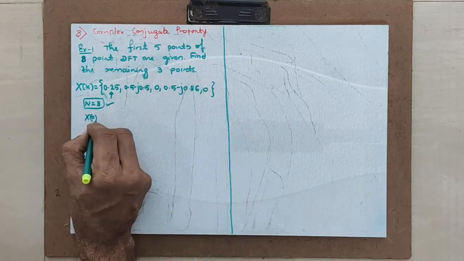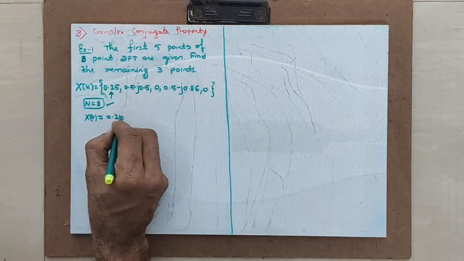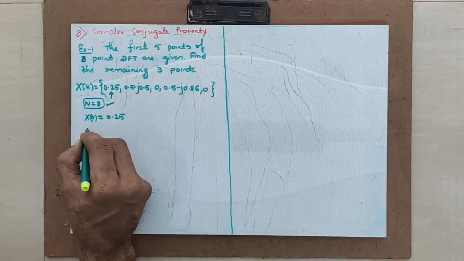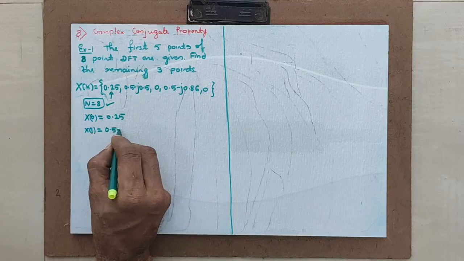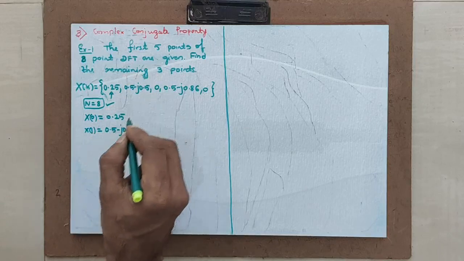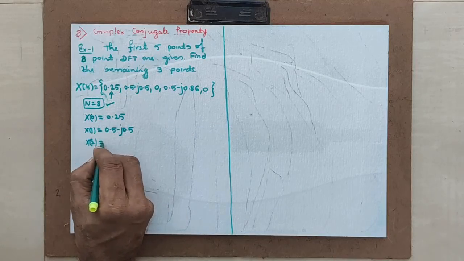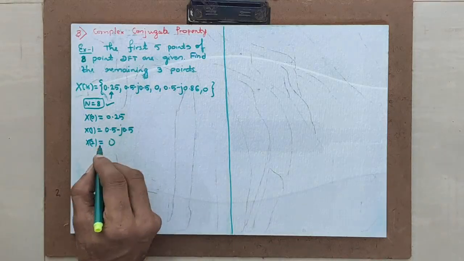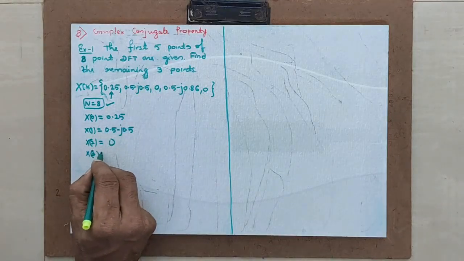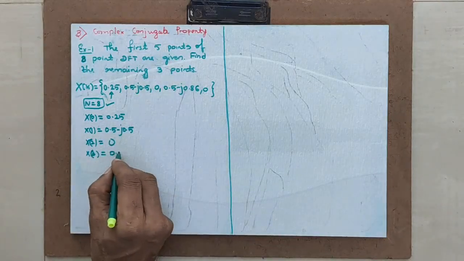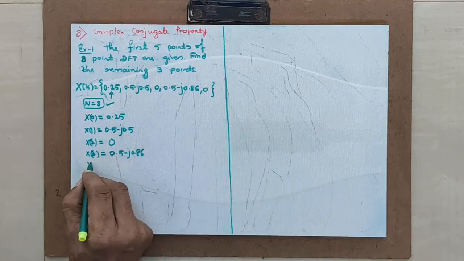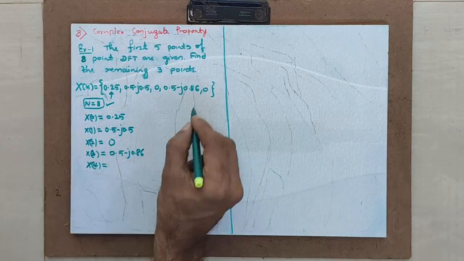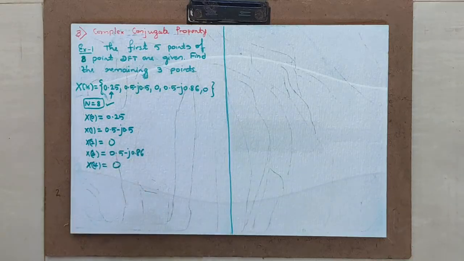The 5 points are given here. First, x0 is equal to 0.25. Now x1 is equal to 0.5 minus j 0.5. x2 is equal to 0 and x3 is equal to 0.5 minus j 0.86. x4 is equal to 0.